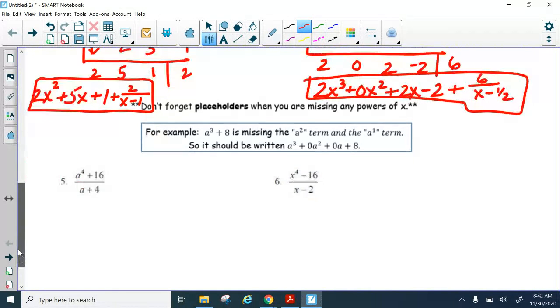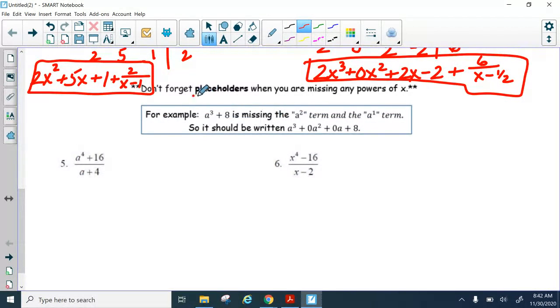Okay. All right, and the next section is just reminding you that if you're ever missing a term in your dividend, that you need to put a placeholder in there. So this example kind of goes through that if I have x to the a to the third, but no a squared term and no a term, that you would have to put placeholders of zeros in there.